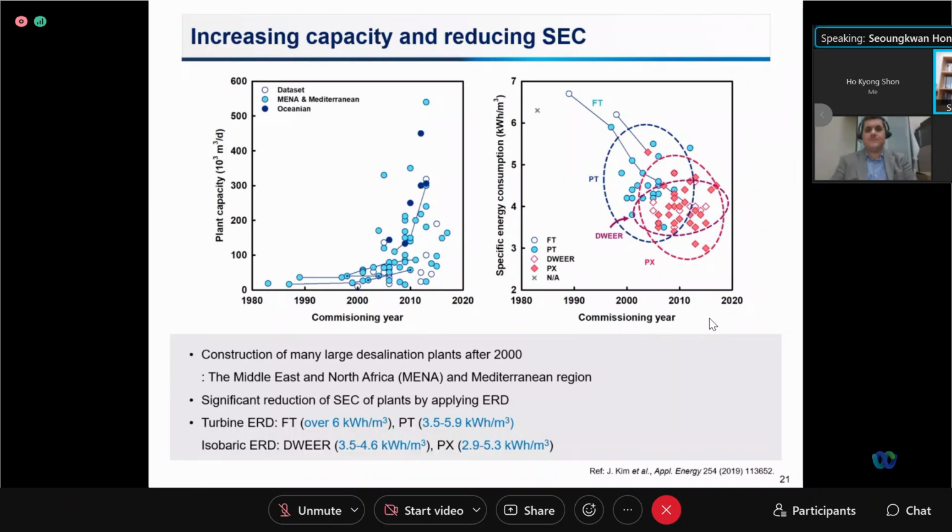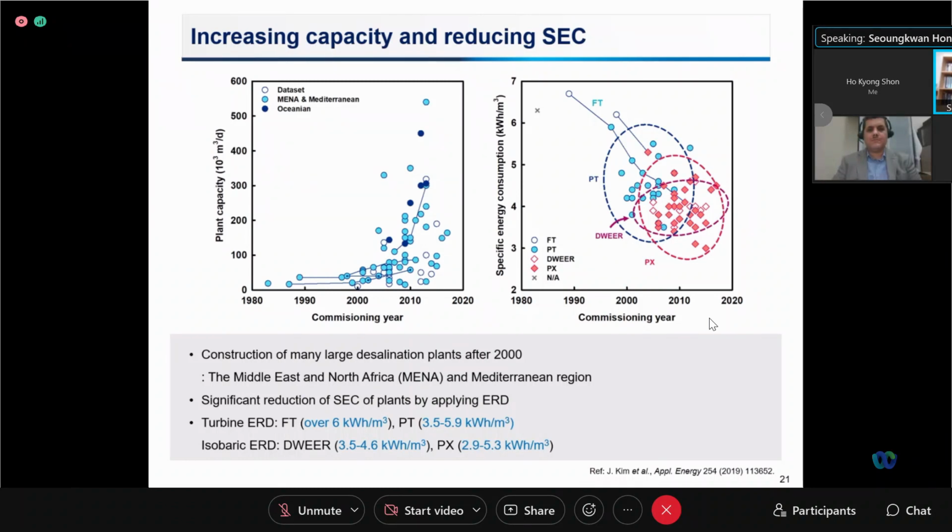We can observe construction of many large desalination plants after 2000, leading to an exponential increase in desalination plant capacity. Over the years, not only the capacity, but also the energy efficiency of SWRO plants significantly increased with the advancement of ERD, as shown in this diagram. The development of ERD significantly reduced energy consumption of SWRO.